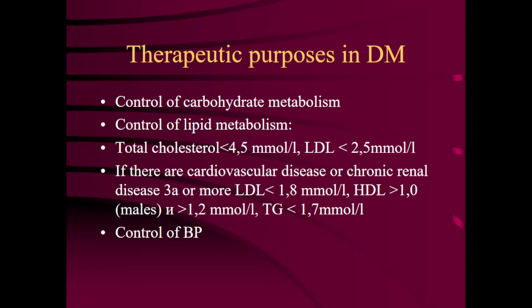And the concentration of cholesterol in low density lipoprotein should be less than 2.5 millimole per liter. And if there are cardiovascular disease or chronic renal disease of 3 degree or more, the concentration of cholesterol in low density lipoprotein should be less than 1.8 millimole per liter. In high density lipoprotein it should be more than 1.0 for males and more than 1.2 millimole per liter in females. And triglycerides concentration should be less than 1.7 millimole per liter.